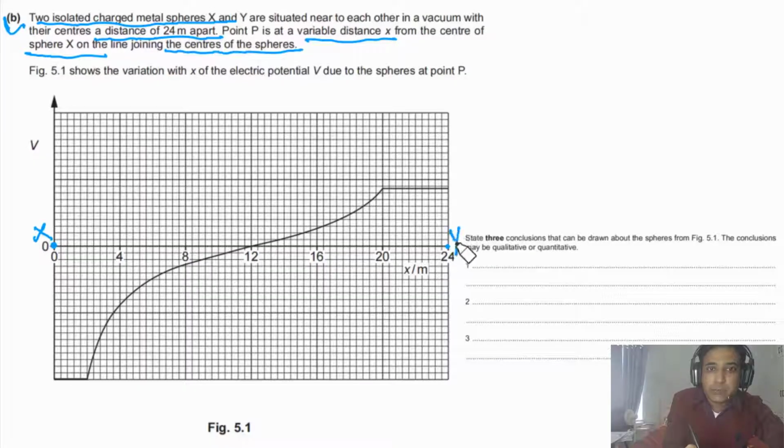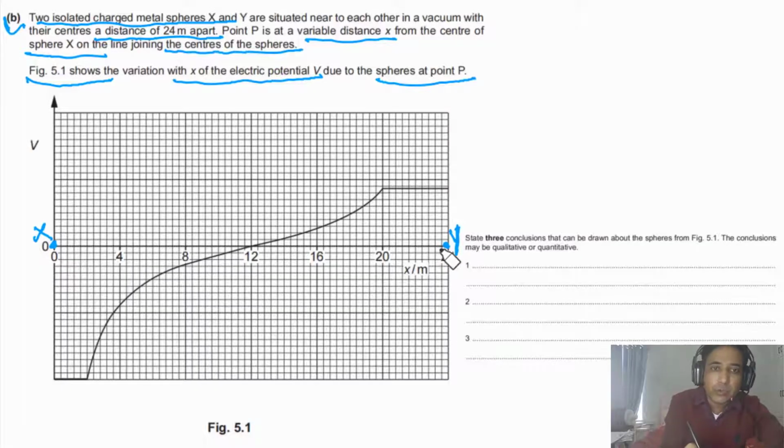This is the first thing you can find out, because the distance is changing from the center of the sphere. So at the center of sphere X, x is equal to 0. This is how you can figure it out. This is X and this is the center of sphere Y. Figure 5.1 shows the variation with x of the electric potential due to the spheres at point P. So this is the net potential. This curve is representing the net potential.